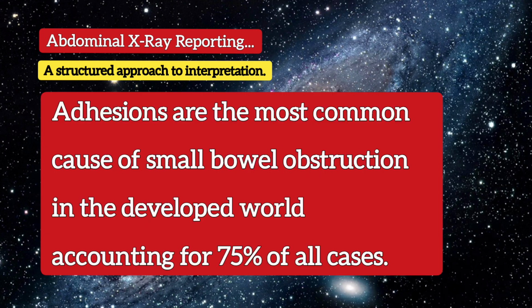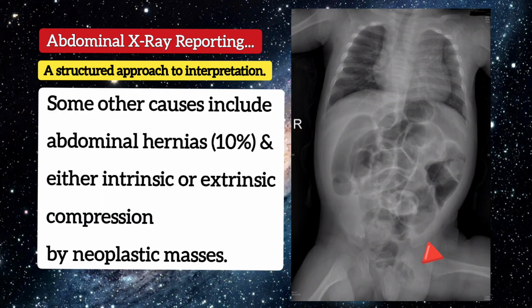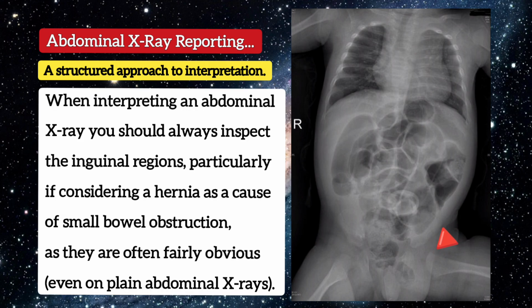Adhesions are the most common cause of small bowel obstruction in the developed world, accounting for 75% of all cases. Some other causes include abdominal hernias, 10%, and either intrinsic or extrinsic compression by neoplastic masses. When interpreting an abdominal X-ray, you should always inspect the inguinal regions, particularly if considering a hernia as a cause of small bowel obstruction, as they are often fairly obvious even on plain abdominal X-rays.